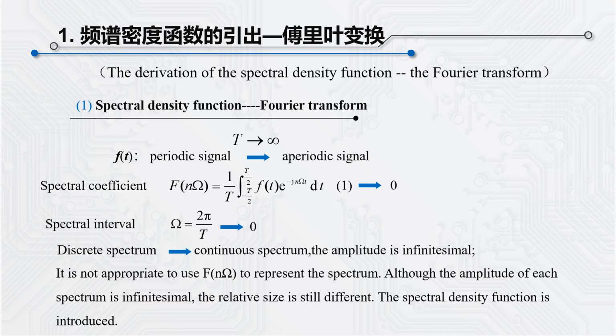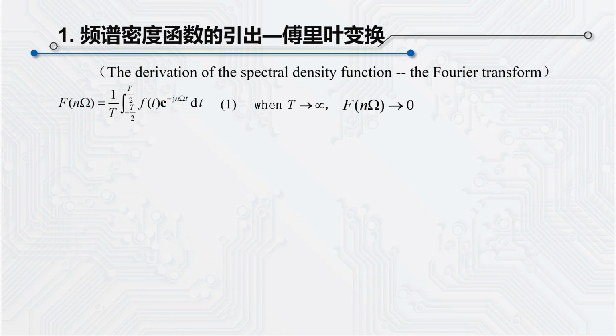It is not appropriate to use F_n(omega) to represent the spectrum, because although the amplitude of each spectrum is infinitesimal, the relative size is still different. So we should introduce the concept of the spectral density function. Let's look at the first formula. When T approaches infinity, F_n(omega) approaches 0.